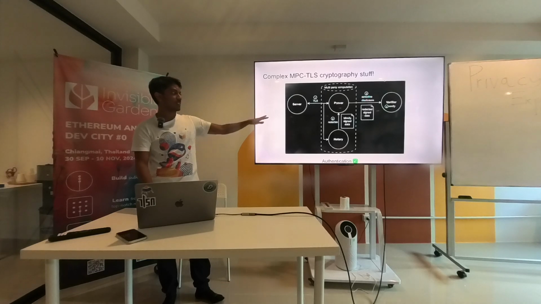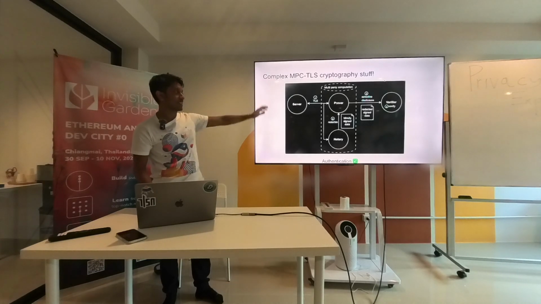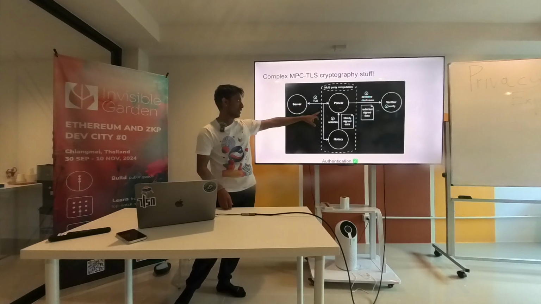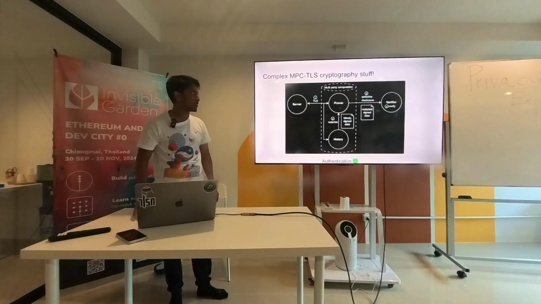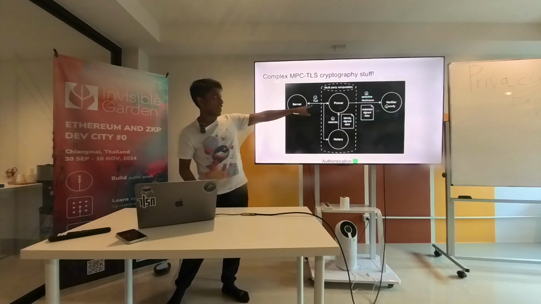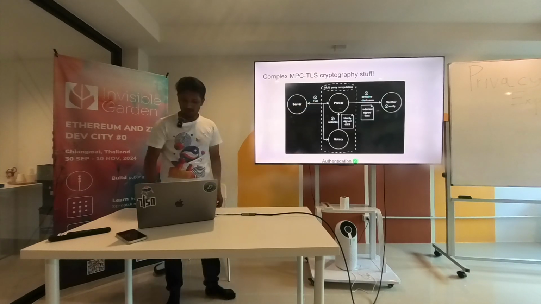One way to solve this is MPC TLS, where you do an MPC between the prover and the notary, and they split the key, as Chris explained, between the prover and the notary, so that the prover can no longer forge responses. And then you get authentication as well as privacy in selective disclosure.